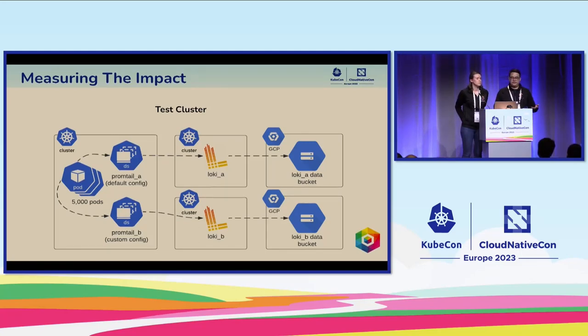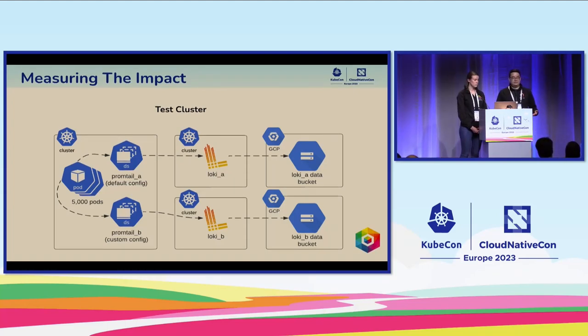So with this newfound knowledge, we decided to run an experiment and gather some metrics on just how impactful these configuration changes can be. We deployed two instances of Promtail as well as two instances of Loki. On one Promtail instance, Promtail A in the diagram above, we used the default scrape configs, while the other, Promtail B, was configured to drop the pod and file name labels. We then created a deployment with 5,000 replicas. This was a simple workload that just spit out some random logs. So that's 5,000 different pods with different pod and file name labels.